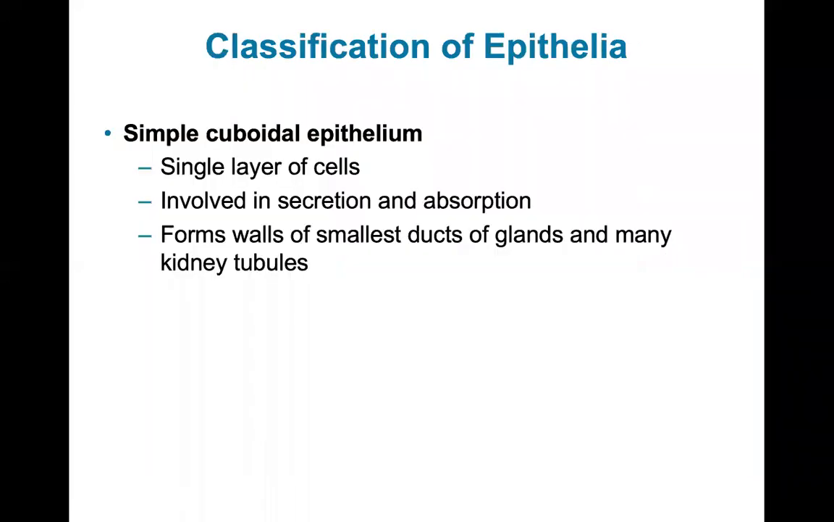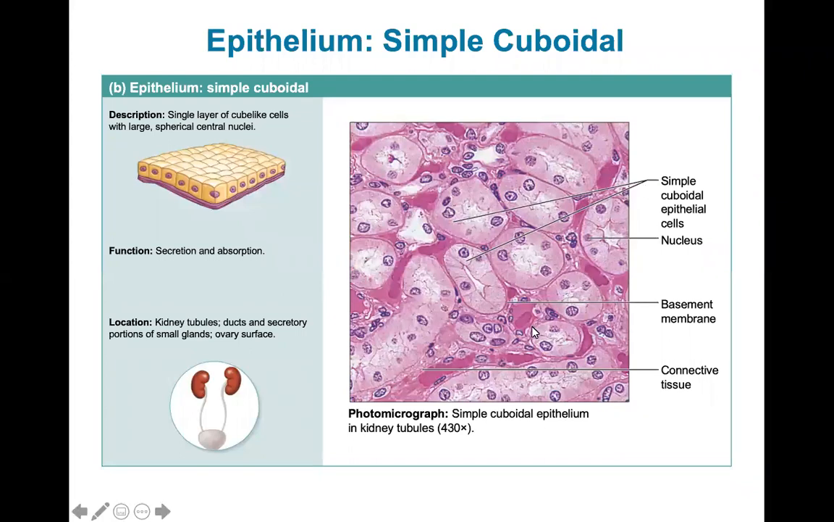Simple cuboidal, this is a single layer of cells. It is also involved in secretion and absorption. And this is typically going to be found in the walls of small ducts of glands and many kidney tubules. So this is actually looking at some of those kidney tubules. And if you look here, you can see you have a nice little tubule. Okay, and you can see you have a cube cell, cube cell, cube cell, cube cell, cube cell, cube cell, all forming that tubule.